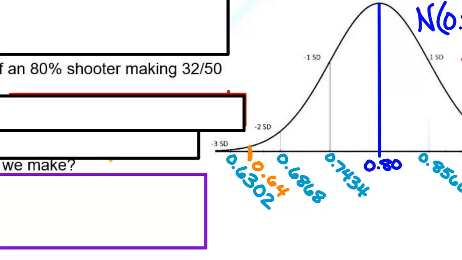And which way did our inequality go for Ha? Less than. So I'm going to shade this tiny little bit of tail over here. That area that I just shaded in, that little tiny bit, that's the probability of getting a p hat of 0.64 if the true value for p is actually 0.80. Does that look like a very big probability? So before we even calculate a p-value, do you think we're going to reject or fail to reject? I think we're going to reject.